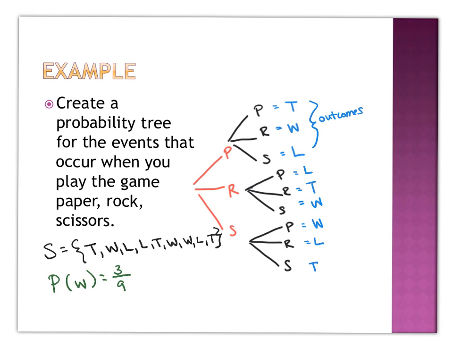The question I would ask is, is this a fair game? Where the word fair means that each outcome is equally likely. So if each outcome is equally likely, the probability of a win is 3 out of 9. The probability of a loss is also 3 out of 9. And the probability of a tie is also 3 out of 9. So in this game, are the events equally likely? Yes, it makes it a fair game. But this right here is a probability tree, and it lists all of the outcomes possible and each event that you can have in this area.